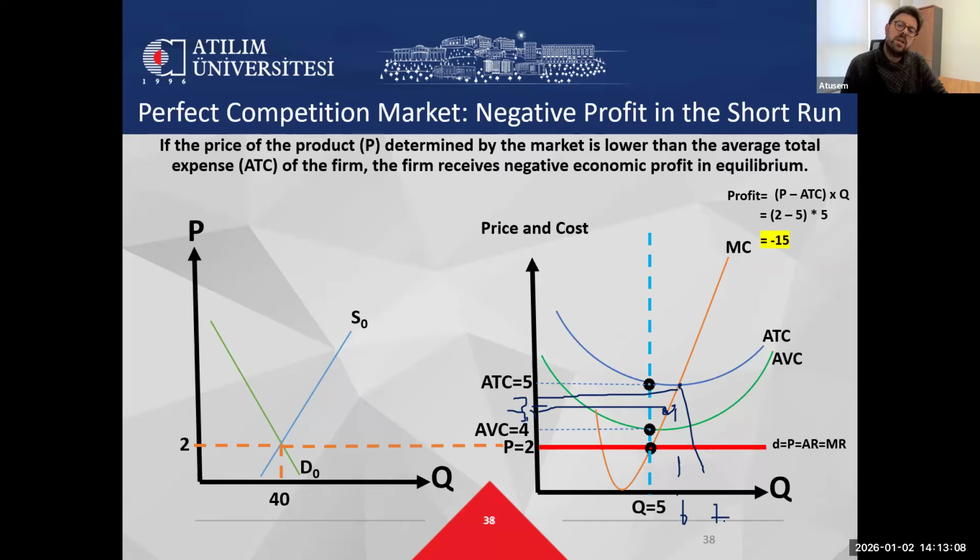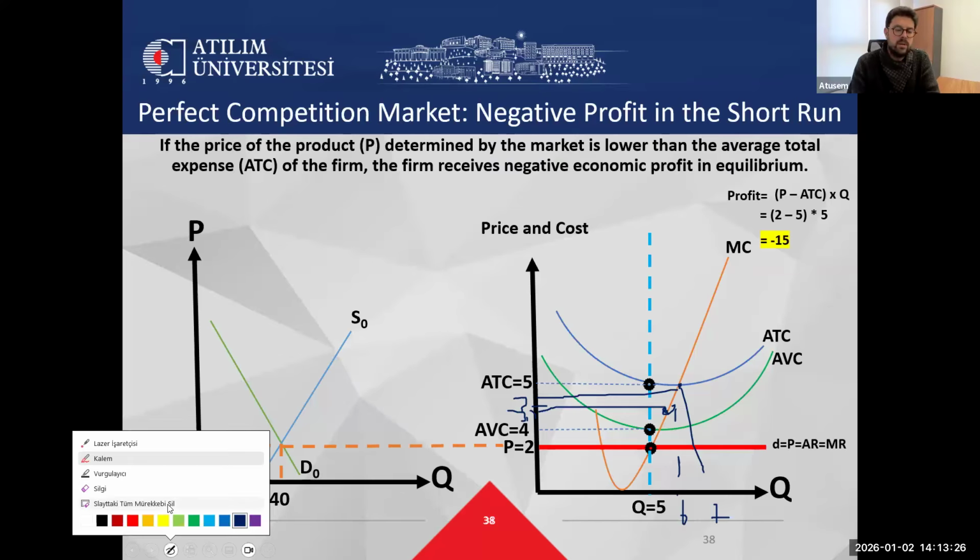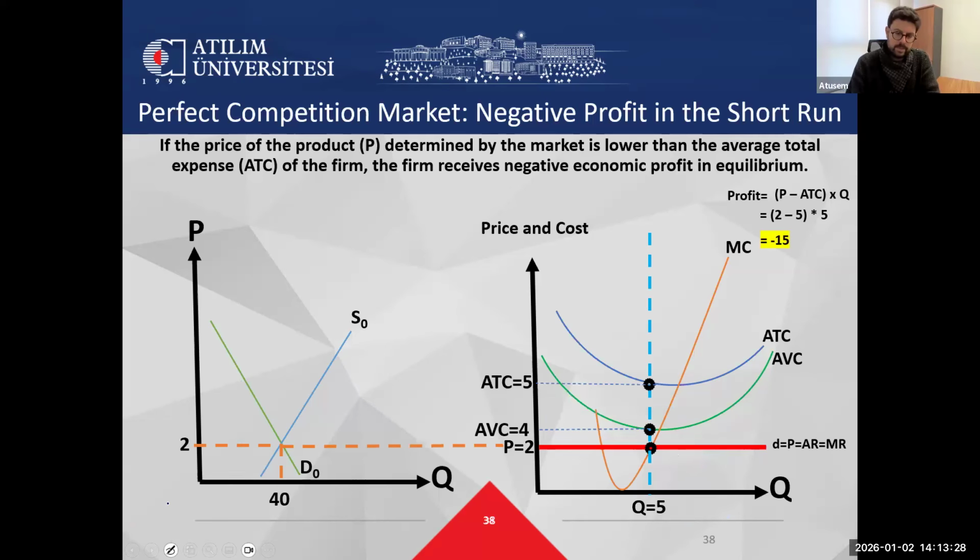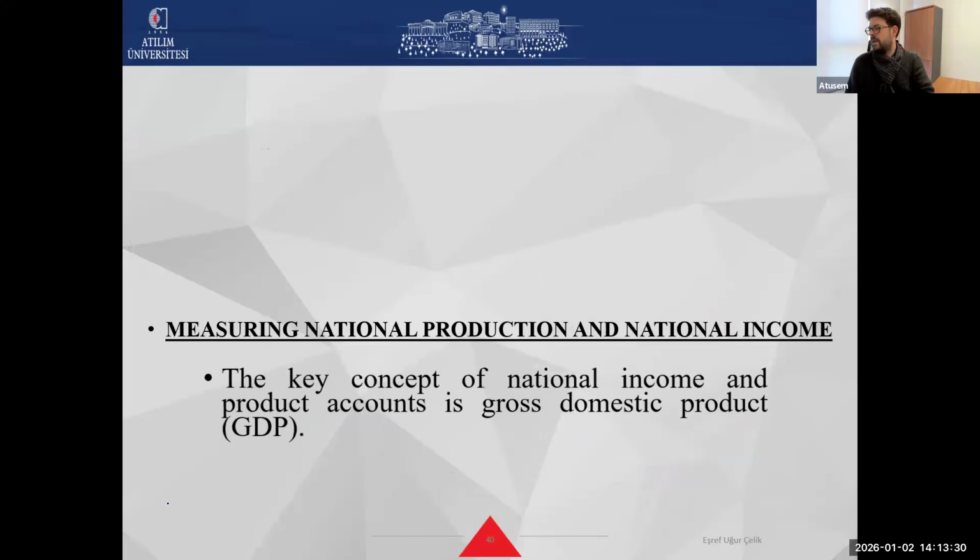So you need to solve with that mechanism: find the intersection point of marginal revenue and marginal cost, draw the blue line, then determine the intersection point of ATC and AVC. Okay, but if you don't understand it, you can send an email to me.